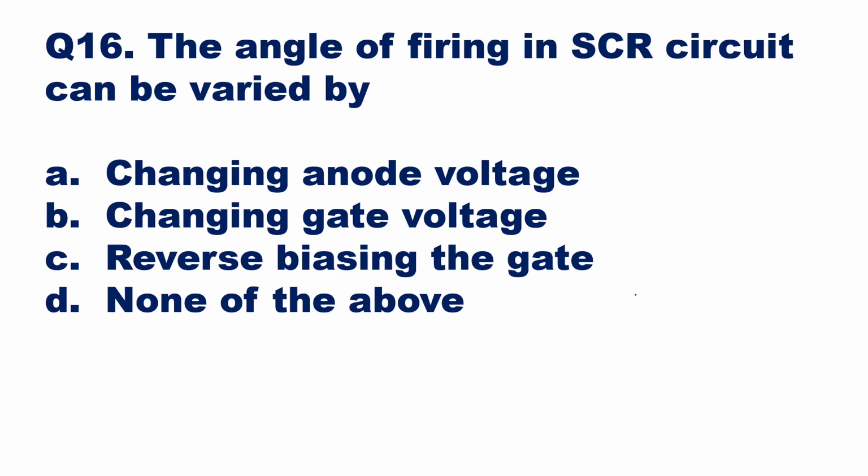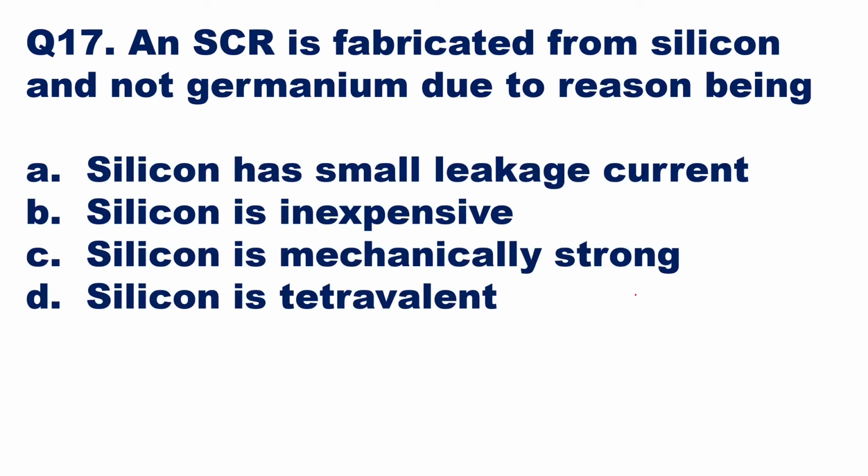So the angle of firing or the angle of conduction, alpha or beta, both in turn can be varied by changing the gate voltage. So again, here option B will be the right answer, changing gate voltage. Okay, so here you can see option B is changing gate voltage. Then we'll go to question number 17.